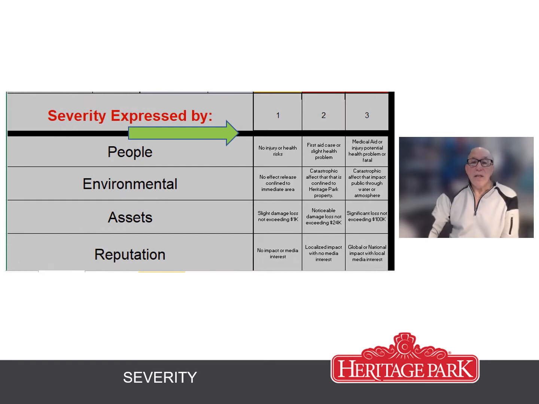The severity is related to the PAIR model, which is P for people, E for environment, A for assets, and R for the reputation of your department or Heritage Park as a whole. And it has 3 levels of severity for each one of these.